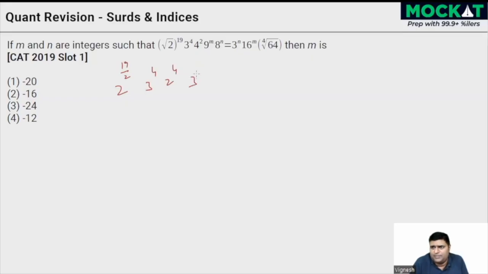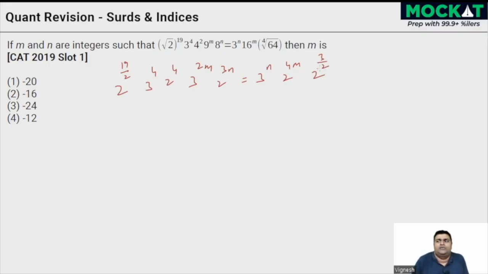9 power m is 3 power 2m. 8 power n is 2 power 3n, that is 2 cube whole power n, and you get 3 power n. 16 power m is 2 power 4m. And 64 is 2 power 6. 2 power 6 by 4 is 2 power 3 by 2.